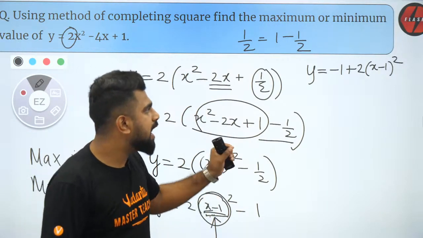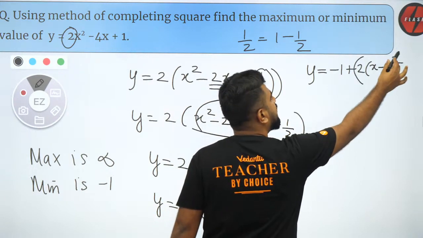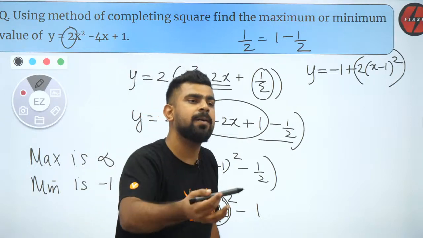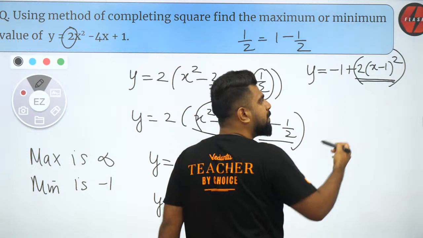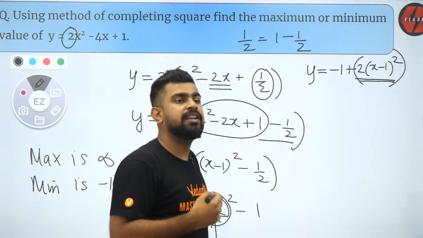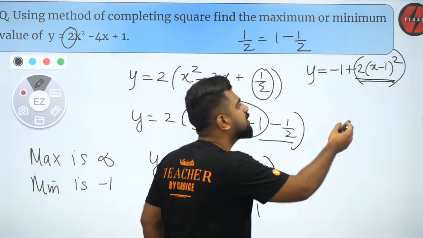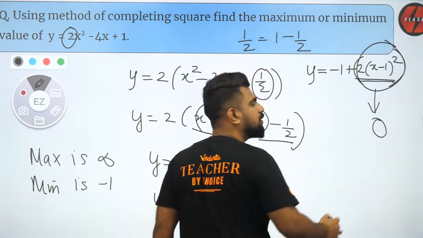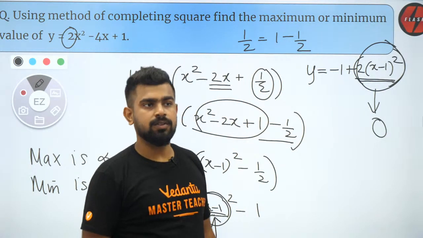Now, can I look at it as adding a positive quantity to minus 1? So when will it be minimum? It will be minimum when I am adding something very, very low. What is the lowest value this can take? The lowest value this can take is 0. That's how you reason it out. Okay?